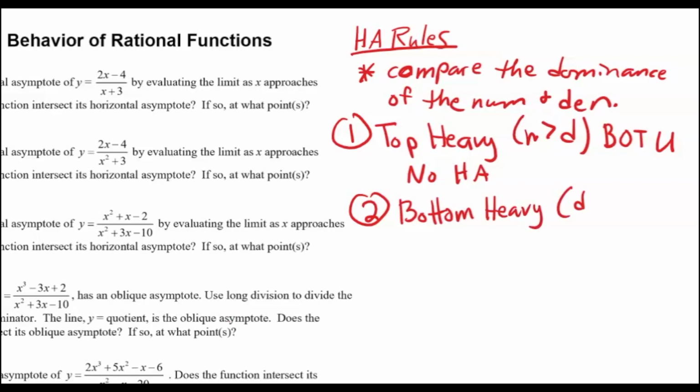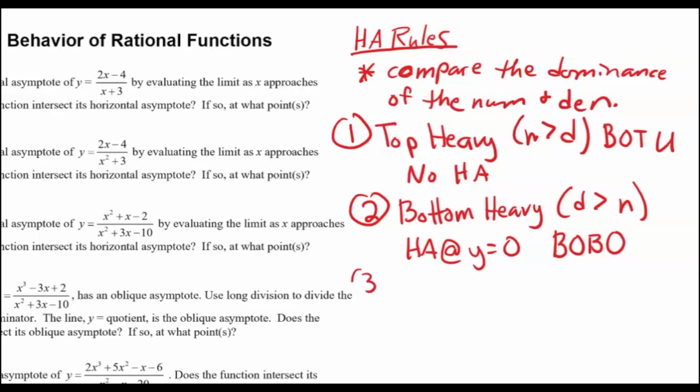The next comparison, it could be bottom heavy. This is where the denominator is more dominant than the numerator. In this case, you would have a horizontal asymptote, and if the denominator is getting bigger than the numerator, that means the fraction is getting really small, so small that it's going to approach 0. So you have a horizontal asymptote at y equals 0. Now, the acronym for this is BOBO, which stands for big on bottom is 0.